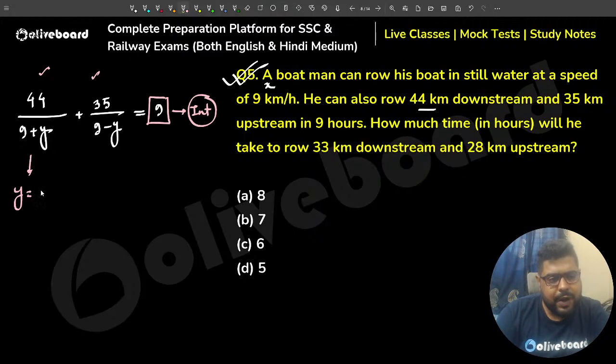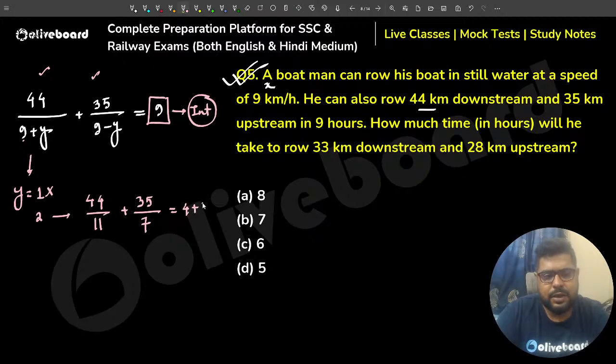If I put Y equal to 1, 9 plus 1 is 10. 44 is not divisible by 10, so it cannot be. If I put 2, 11, sir, it is divisible. Let's see if 11 works or not. 44 by 9 plus 2, 11, plus 35 by 9 minus 2, 7. Both are divisible. So this is 4, this is 5, equal to 9. It's matching, sir. So this is a much better way of solving these types of equations. Always remember. So Y value is 2, sir.